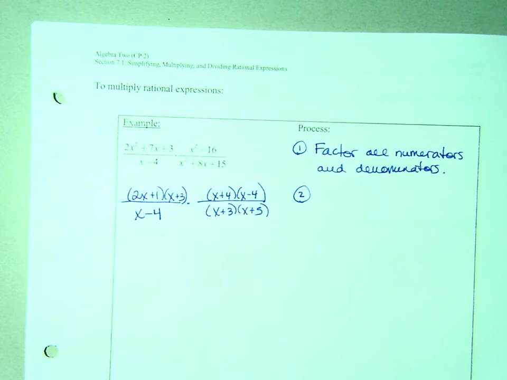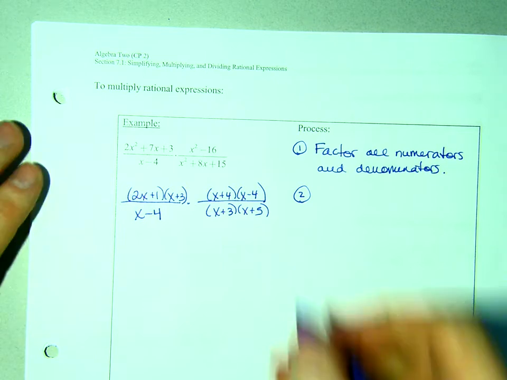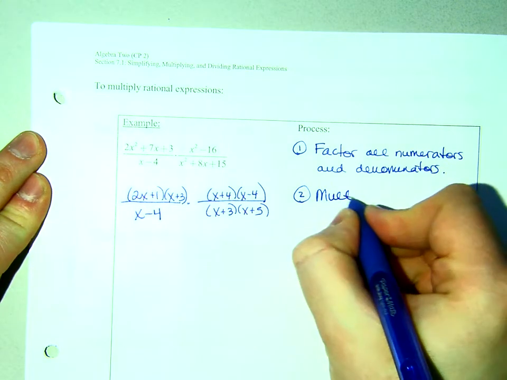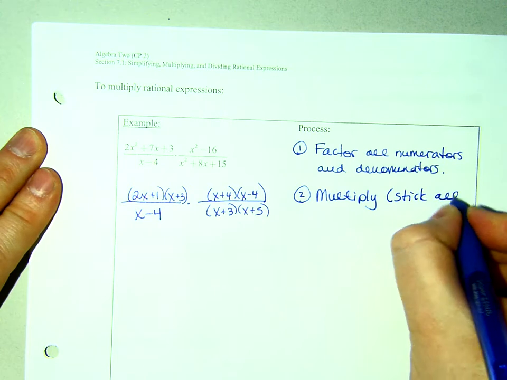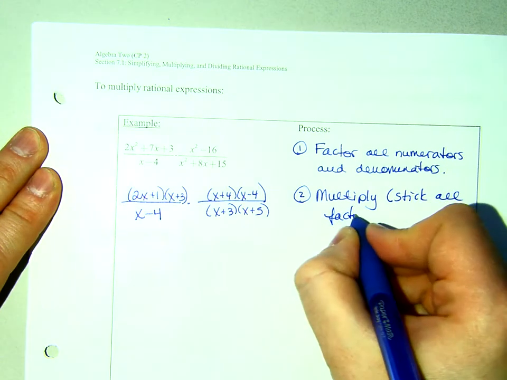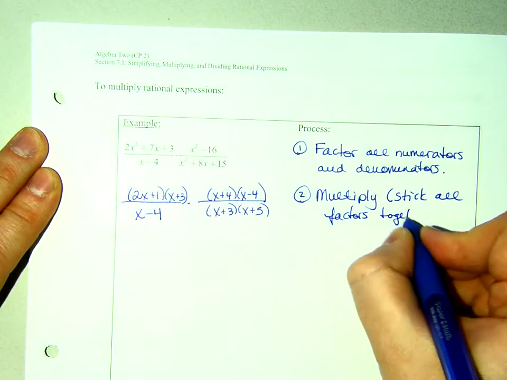Step number 2, we're going to multiply. This is not as horrible as you think. By multiply, I just mean, well, you told me before, how do you multiply fractions? Multiply across, multiply the numerators, multiply the denominators. I am going to stick all the factors together in one big fraction. That is what I mean by multiply. Stick all factors together in one fraction.